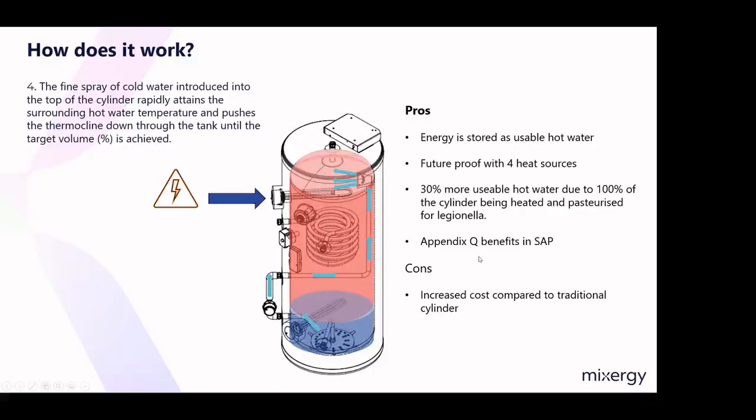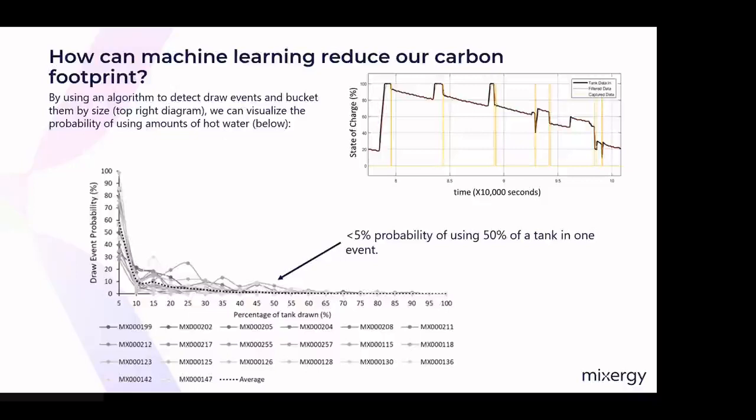There's a benefit in SAP from new build in Appendix Q and also in retrofit in RdSAP. But one of the cons is it has an increased cost compared to a traditional cylinder, as it has extra technology, machine learning and a brain on it. So how can we use machine learning to reduce our carbon footprint?